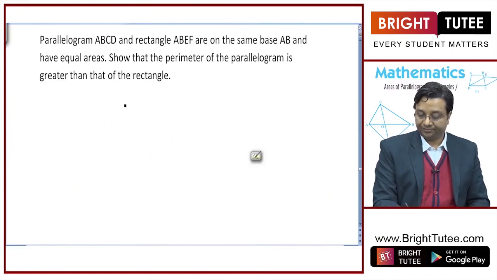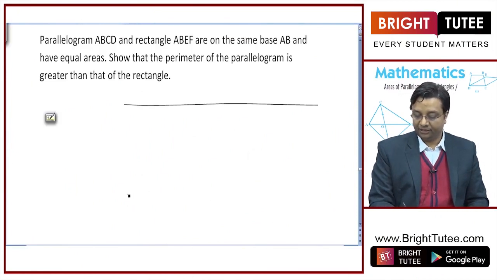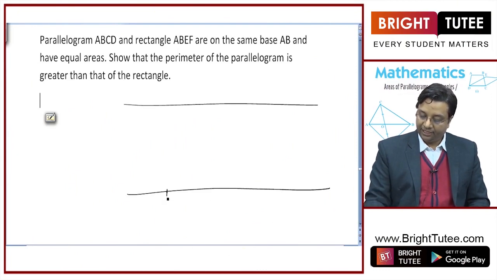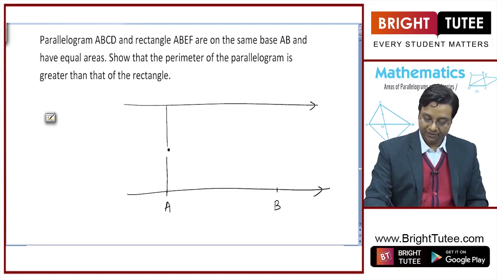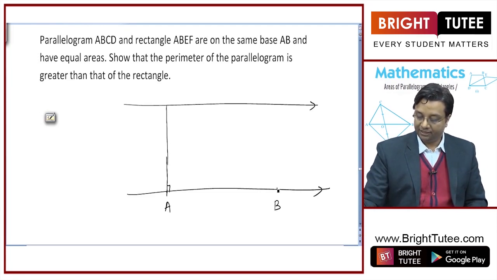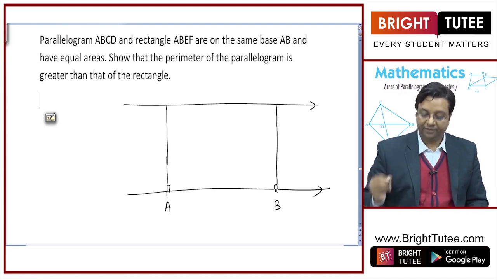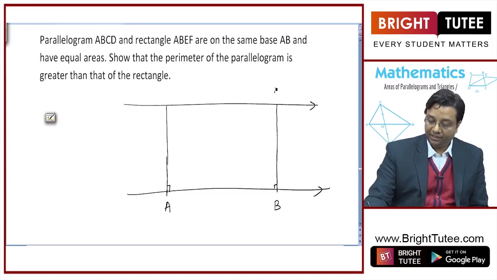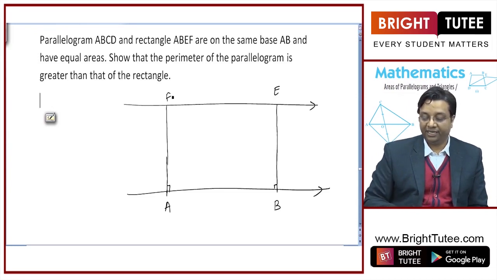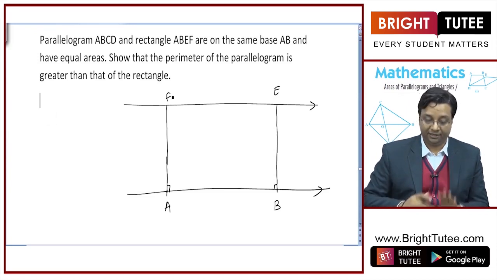Now, in this question, there are two parallel lines, okay? If I take this as AB, and this line is parallel to this line. So, if I draw a perpendicular here, this angle is 90 degrees, and I draw another line which is perpendicular to AB, and let us say this is E, this is F. Now, what will be ABEF? This will be a rectangle.